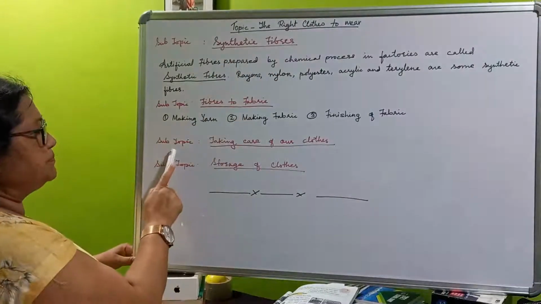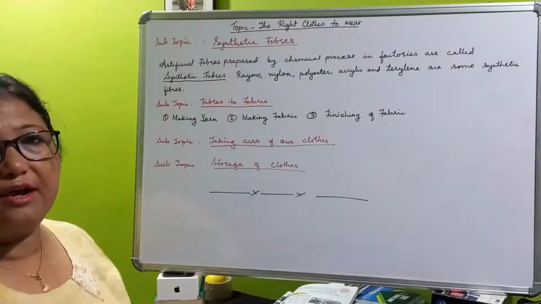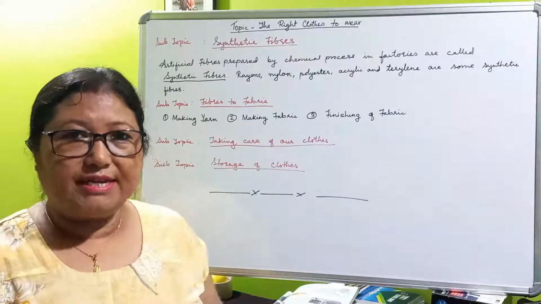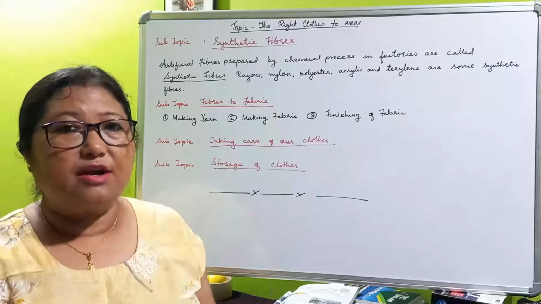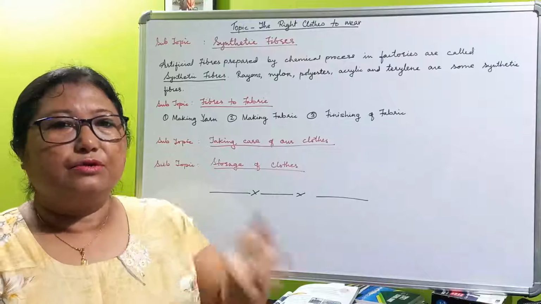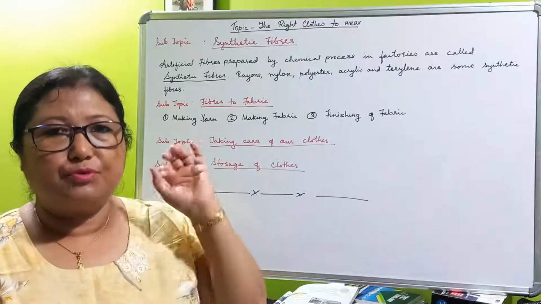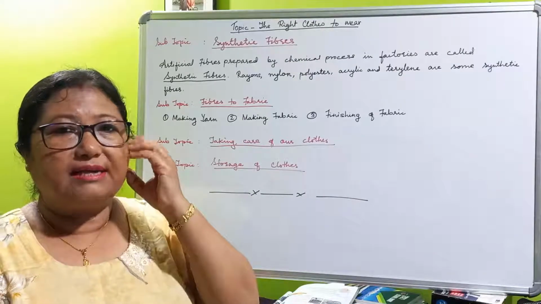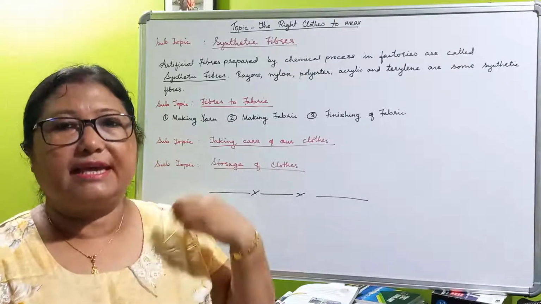Now our next topic is taking care of our clothes. Now how do you take care of your clothes? When you wear clothes, they get dirty, you sweat, and your clothes smell bad, especially your undergarments, they get dirty very fast, isn't it? So it smells very bad. So you have to keep your clothes very neat and clean. You have to wash properly, you have to change the garments every day, isn't it? You have to use good quality detergent. In this way you have to take care of your clothes.